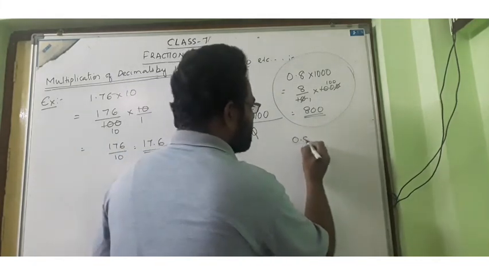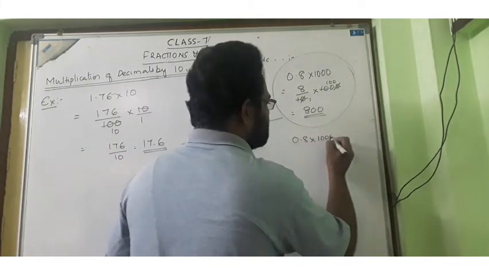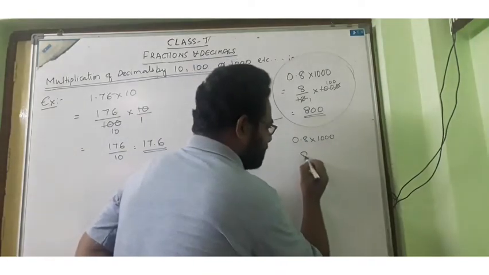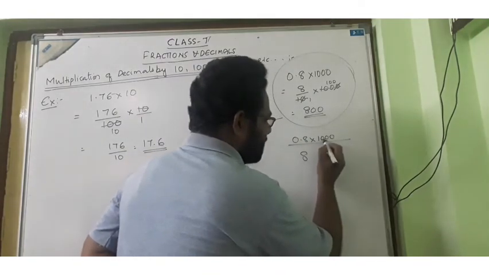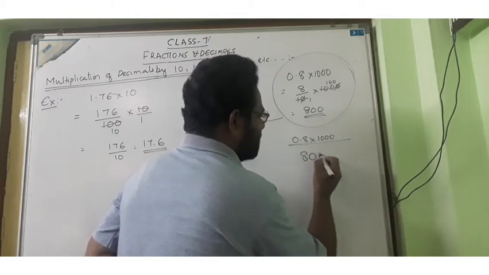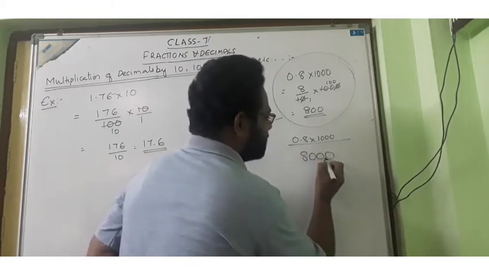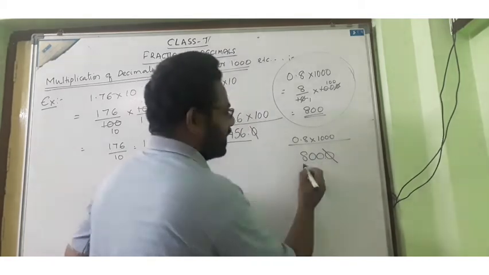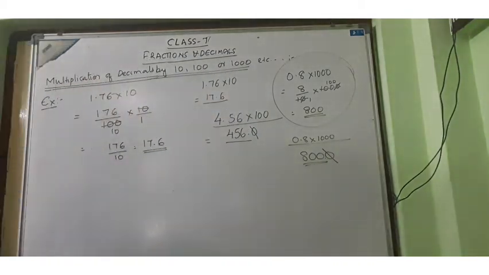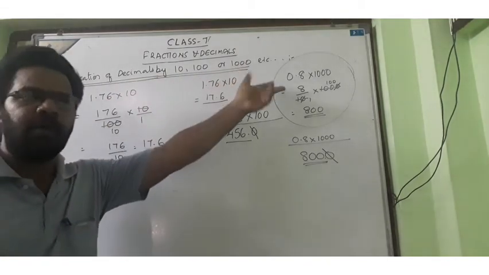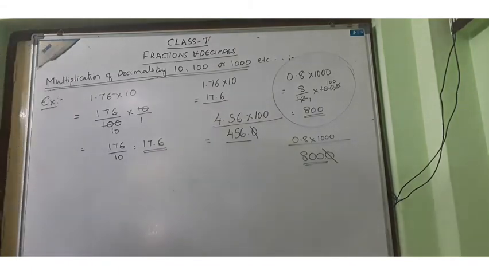Otherwise, 0.8 into 1000, how can we do this? First 8 is there, 8 into 1 is 8, you can write the answer. After that, 3 digits are there. So after one digit we have to put the point, from right hand to left hand side. So 0 can be cancelled. The answer is equal to 800. Like this we can multiply a decimal with 10, 100 or 1000 or 10,000, whatever it may be. Okay. So this is the second part.